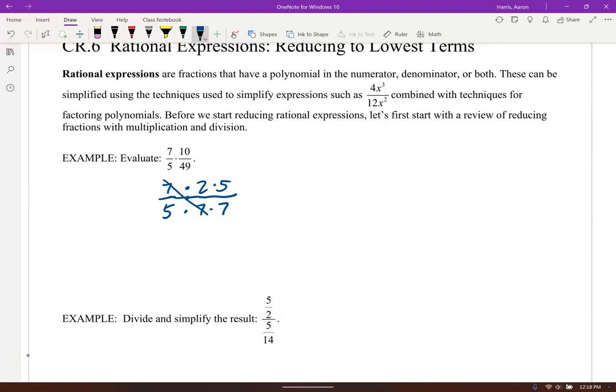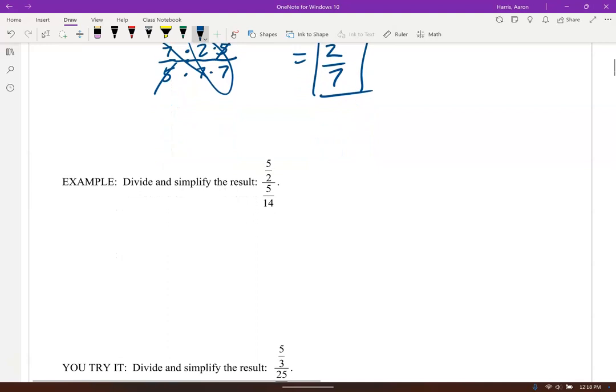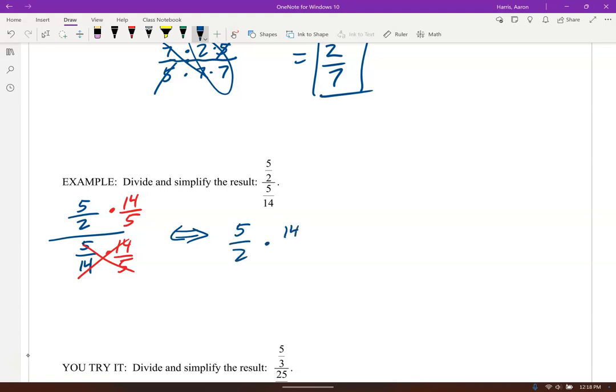Then we could just cancel. The 7's cancel. 5 over 5 is 1. So it looks like we're just left with 2 7ths. So our reduction there becomes 2 7ths. If we're dividing a rational number by another rational number vertically, keep change flip, we're going to multiply by the reciprocal 14/5. If I do it to the bottom, I got to do it to the top, because 14/5 over 14/5 is 1. So this just leaves us with 5 halves times 14 over 5.